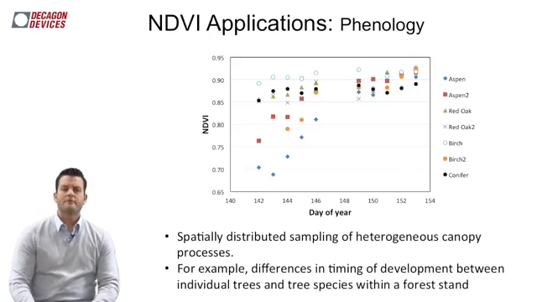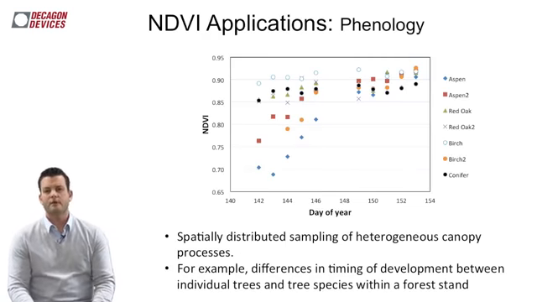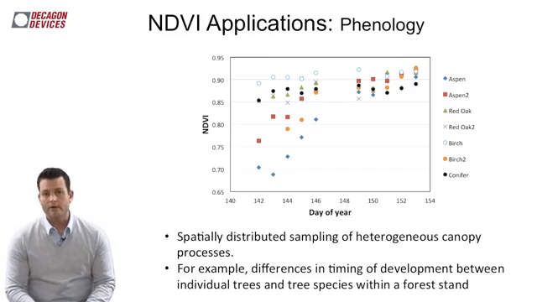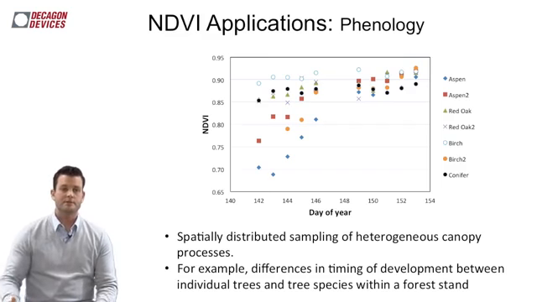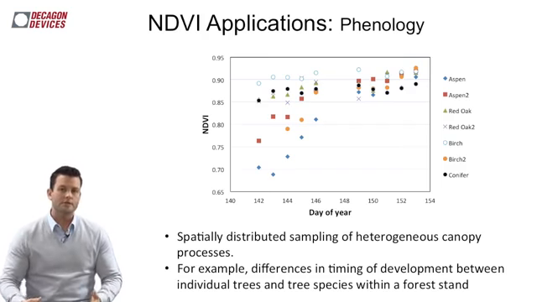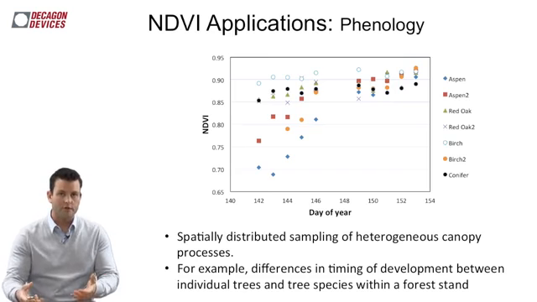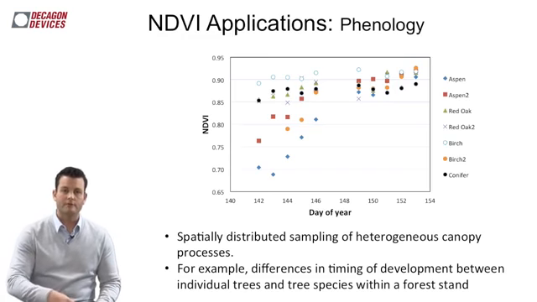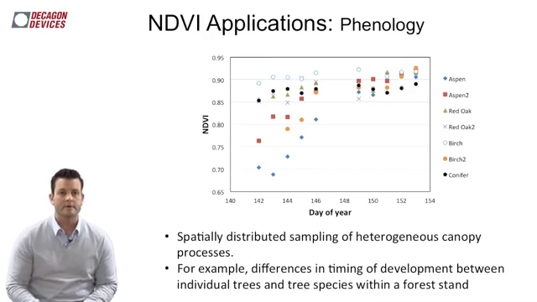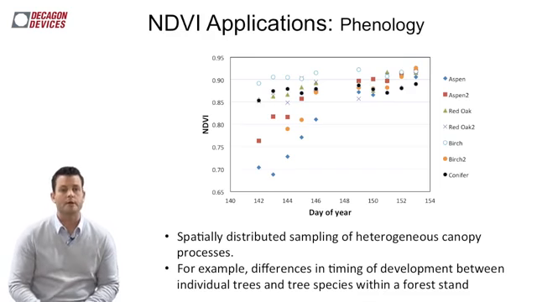So still on the topic of phenology, you can imagine that if we had a forest stand, or any other kind of stand, and it was mixed species, that we would be able to look at many different locations within the canopy or individual trees and track the timing of their development. Or it could be senescence on the other side, but the example given here is development during the spring.